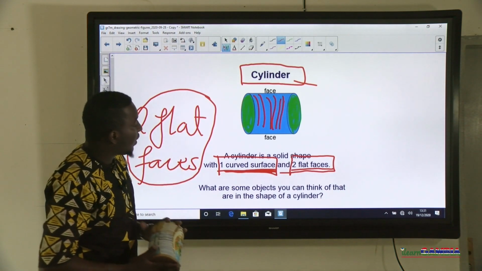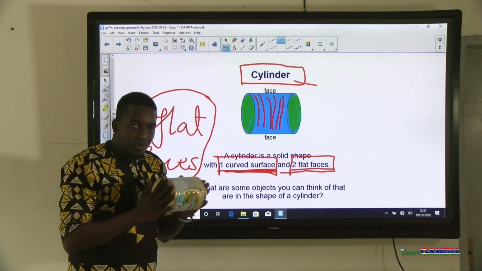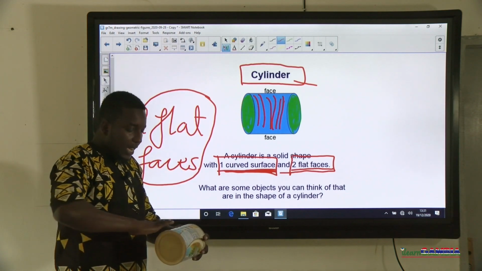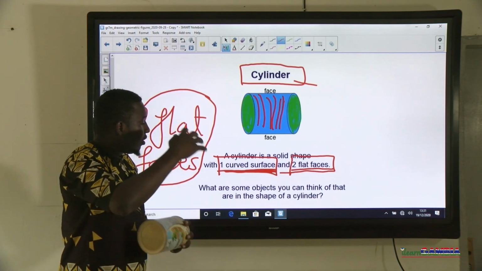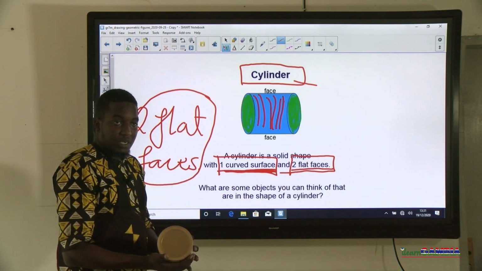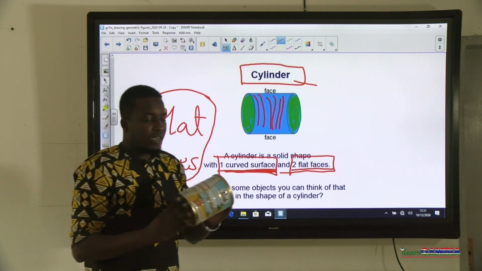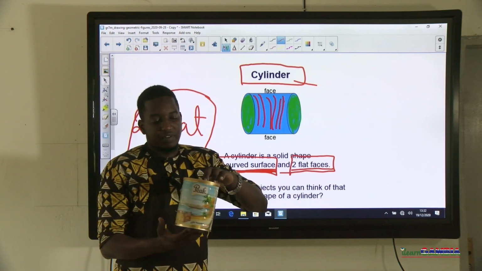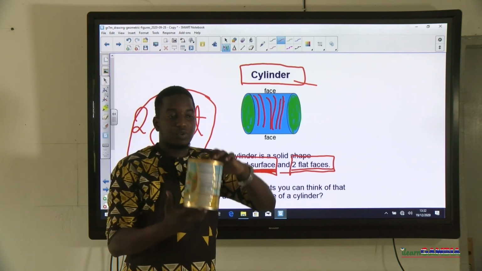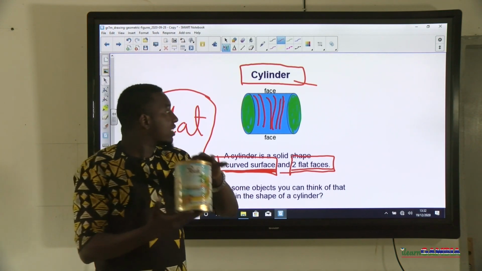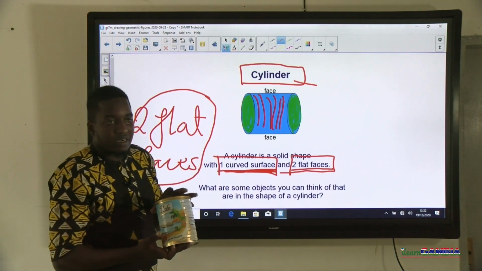We need to look at whether the object has two faces. If we confirm that the object has two faces and it has a curved surface, then we can conclude that that particular object is a cylinder. And here is a classical example that you can find in the environment. If you go to shops, milk tins and all others, they are all cylindrical. They are all examples of a cylinder.